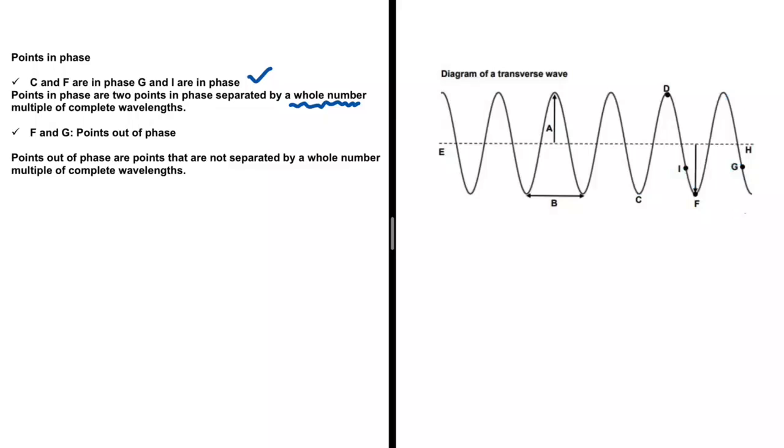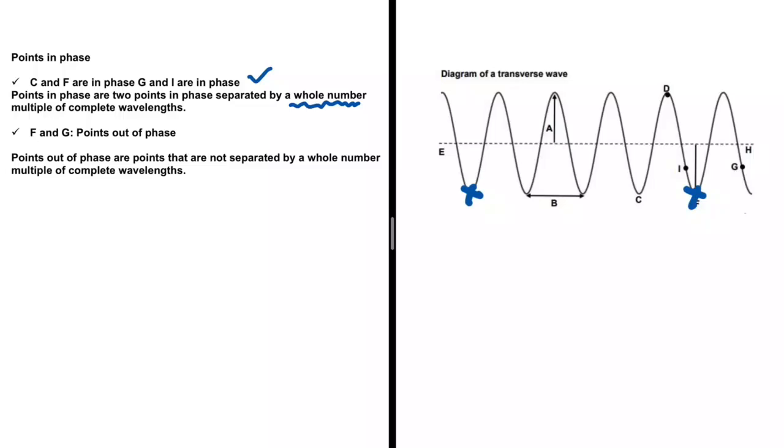Points are not only in phase when they're close to each other like this. There are people that think they're only in phase when they're close to each other like this and they form one complete wavelength. No, they can form 2 complete wavelengths and still be in phase because it is a whole number multiple. In fact, this point is in phase with this point. Between them, there's a whole number multiple of wavelengths.